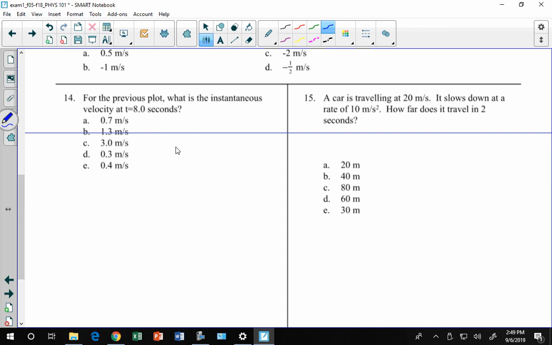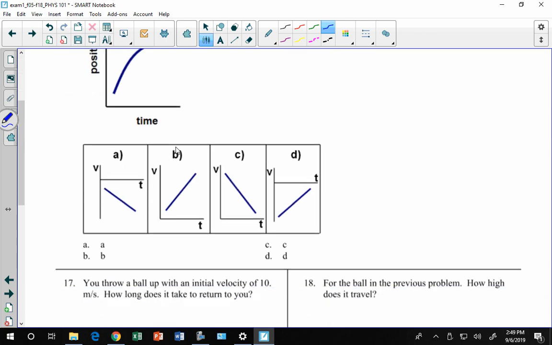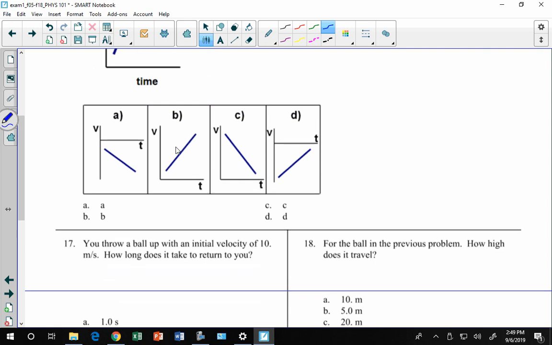All right, there's a kinematics problem. Graph, I think we did that one already. All right, any other particular questions?